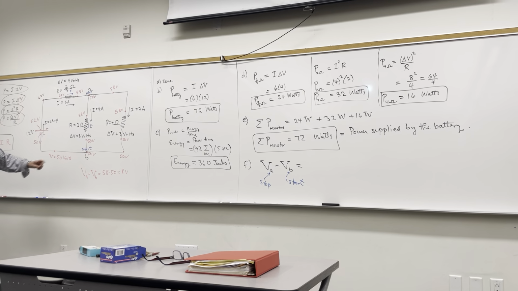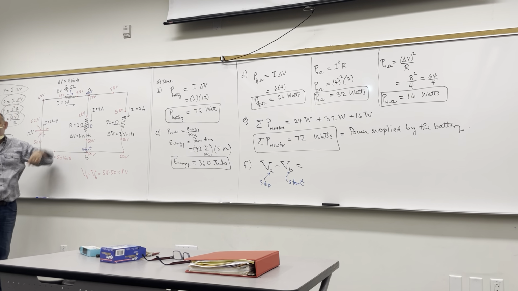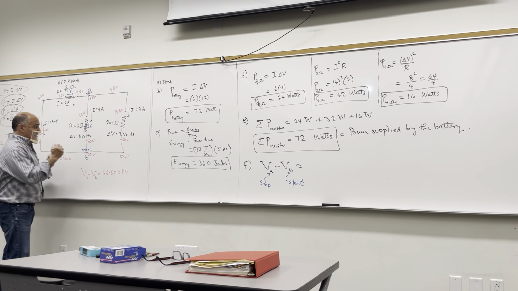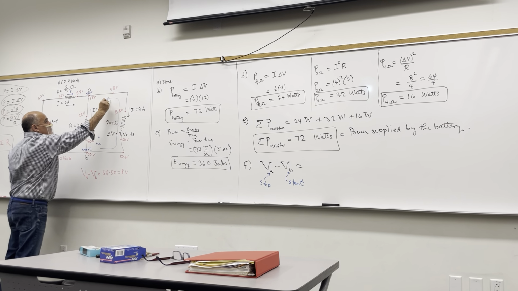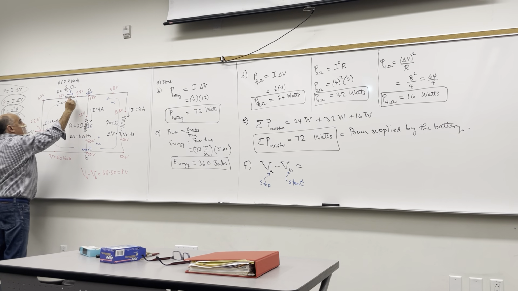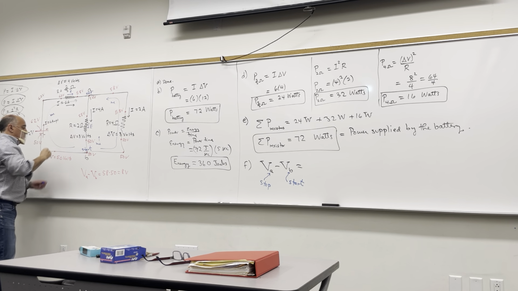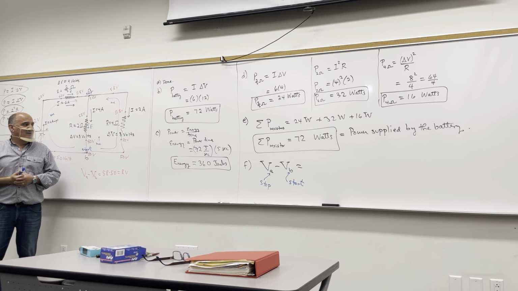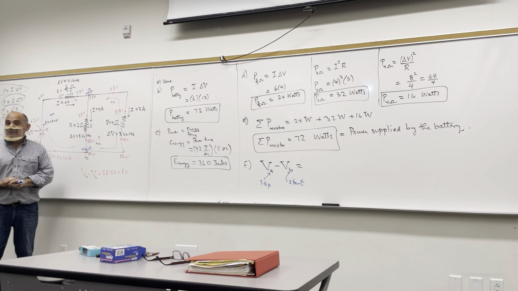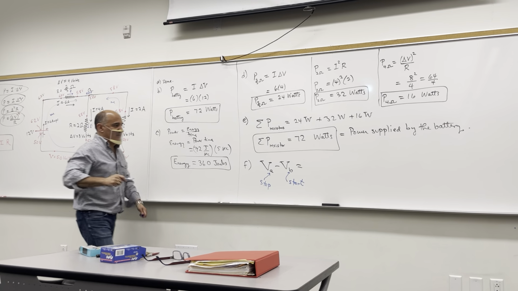Now, how can I get from point B to point A? Actually, I have three choices. I can go this way, or I can go this way, or I can go this way. How about I take all three paths and show that the potential difference is going to be the same?